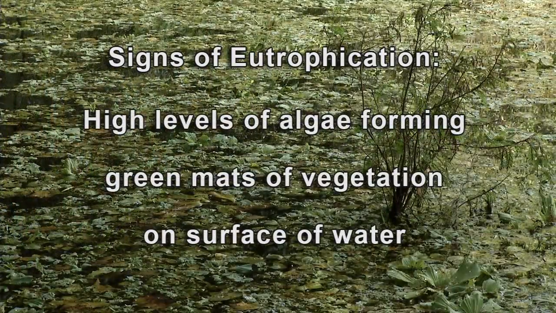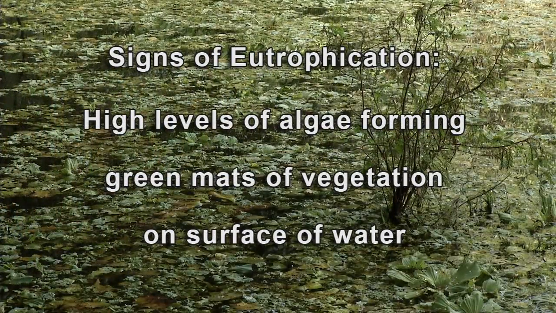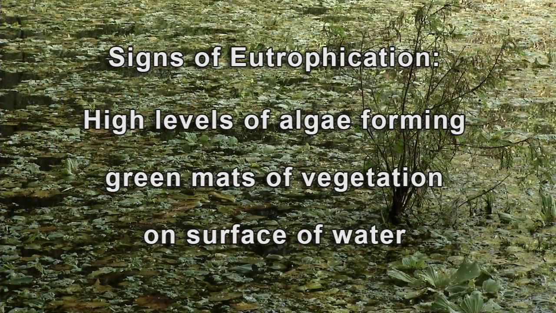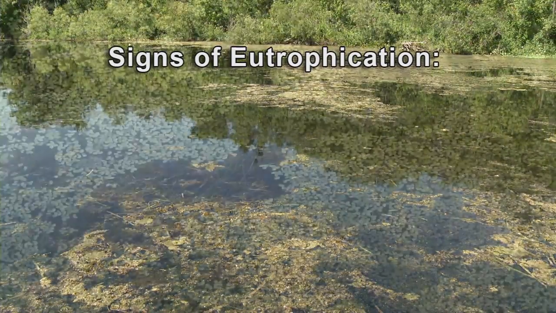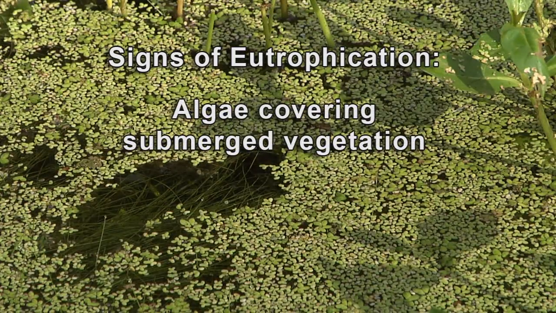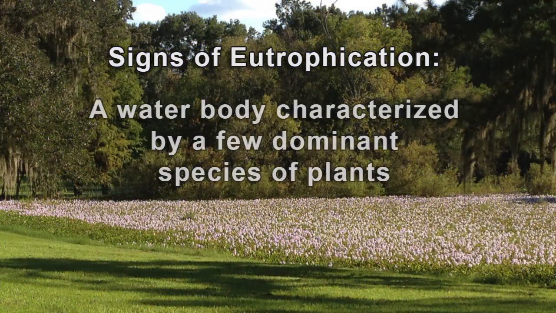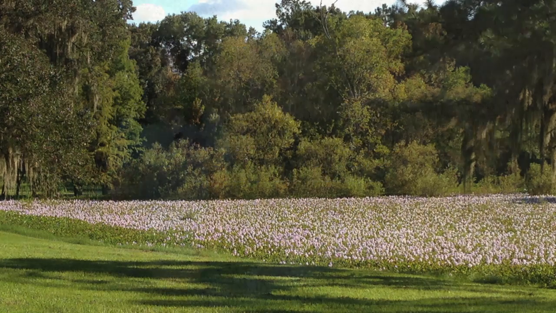These include high levels of algae or other phytoplankton in the form of green mats of vegetation on the surface. Also, decreased water clarity, an absence of submerged aquatic vegetation, algae covering submerged vegetation, and a water body that's characterized by a few dominant species of plants.